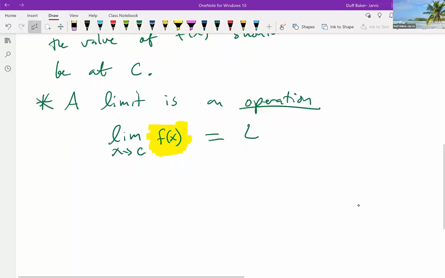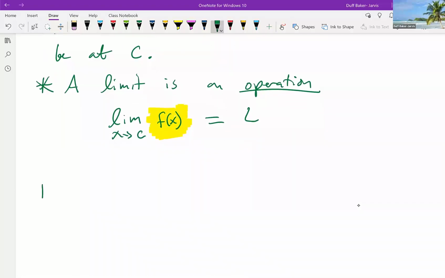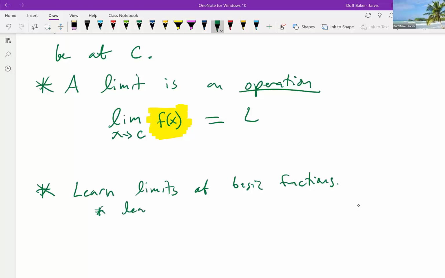Okay, and so our goal for today is to look at this limit operation and ask, if I feed it more and more complicated functions, how do I actually figure out what that limit is? Okay, and the idea is going to be we're going to learn the limits of basic functions. Okay, and then we're going to learn how to combine them.